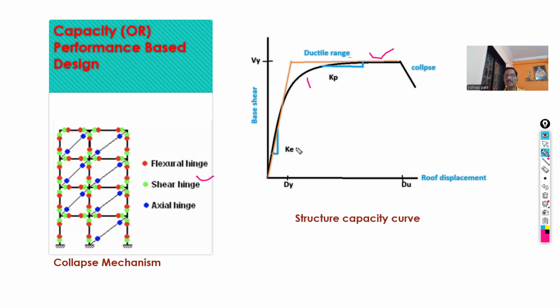Not only this, in the capacity curve, we can also estimate the stiffness in the inelastic range. Also, we can investigate the ductile capacity of the structure. All these features which are required for further calculation are possible from the performance-based design.